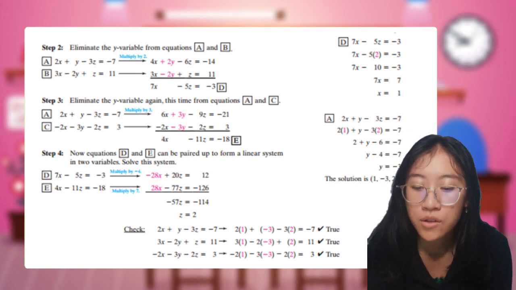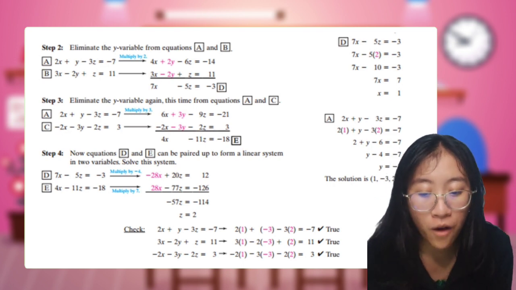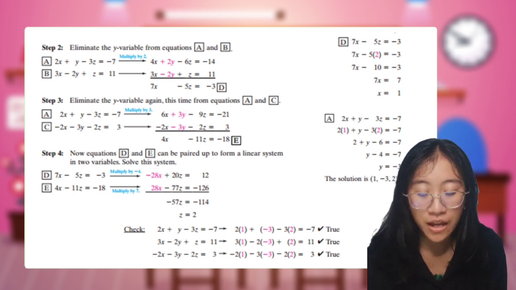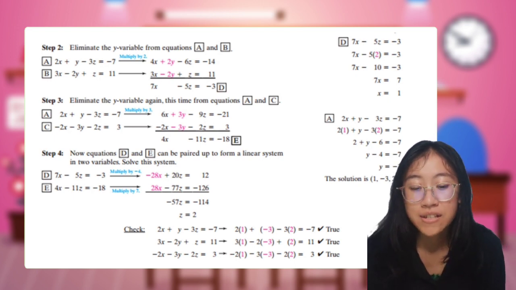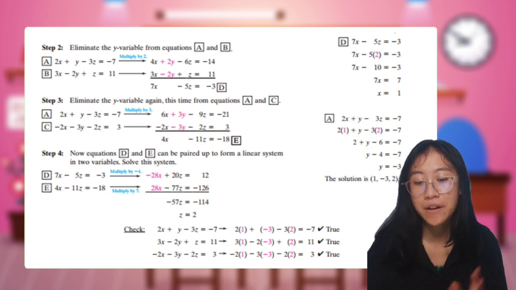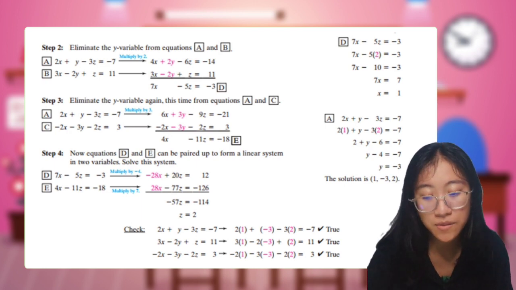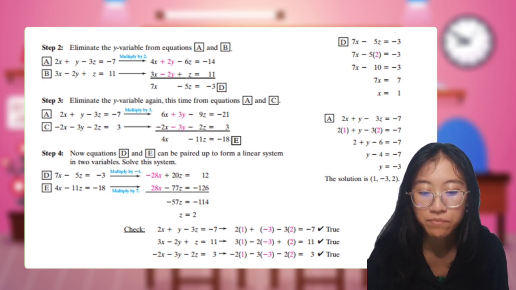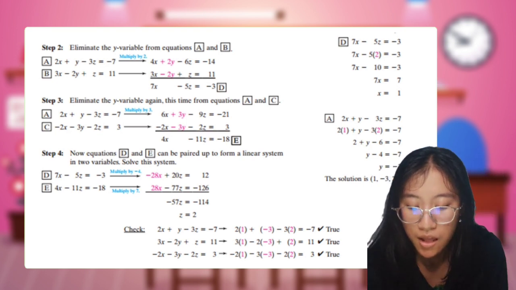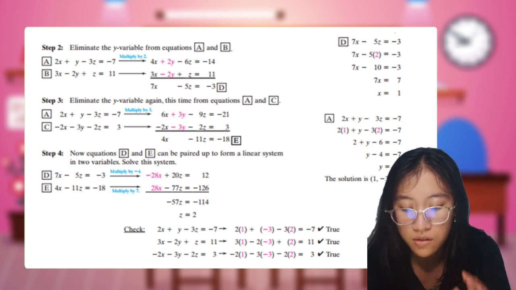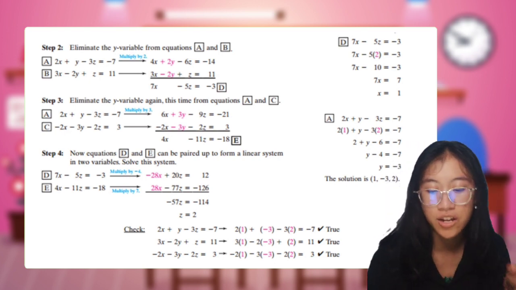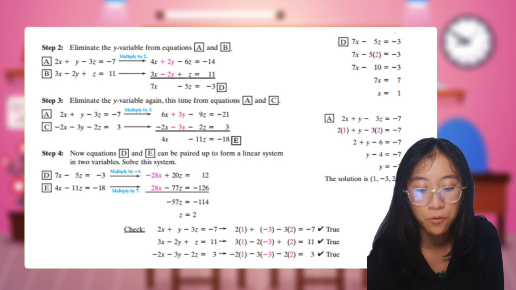And then you can eliminate the y variable again, this time from equations A and C, and you will get equations E. For the next step, now equations D and E can be paired up to form a linear systems in 2 variables. Solve these systems. For the next steps, now that 2 variables are known, substitute these values for x and z into any of the original 3 equations to find the remaining variable y.